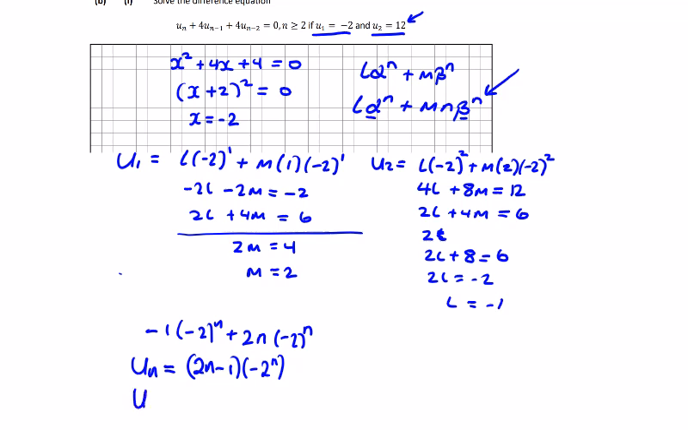The last part, we're asked to find U5. And U5 is going to be 2 5s are 10 minus 1, 9 by minus 2 to the power of 5, which is negative. So 2 to the power of 5 is 32. So 9 by minus 32 is 270 and 18, 288 with a minus sign for the end of question.